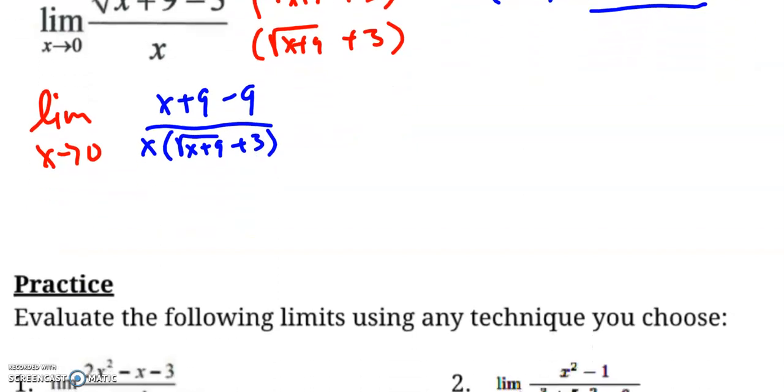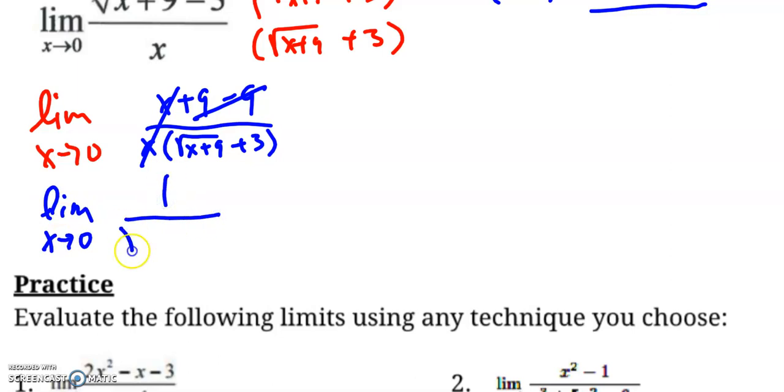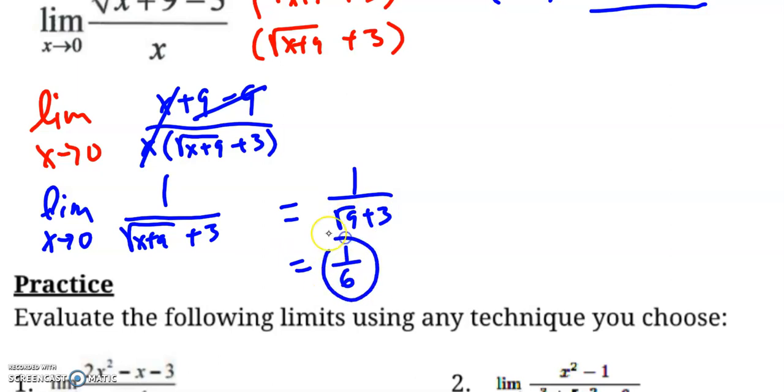Now I'm going to simplify. So what happens, the 9's cancel out, and the x's cancel out. So then I have the limit as x approaches 0 of 1 over the radical x plus 9 plus 3. Now we go right back to direct substitution. So I'm going to have 1 over square root of 9 plus 3, which is going to be 1/6.